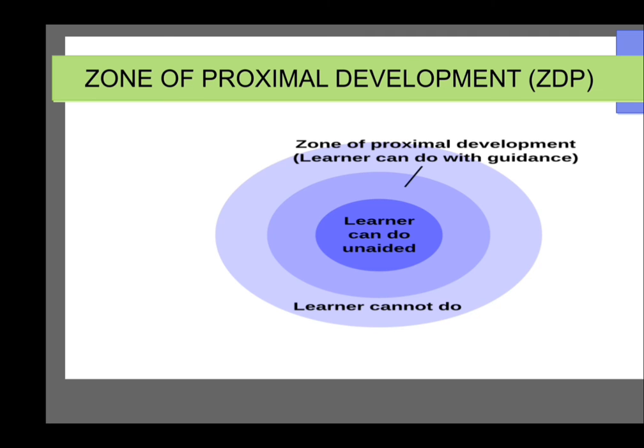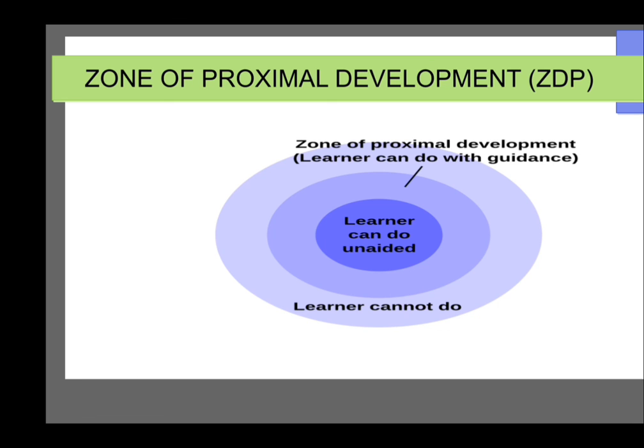So next we will see the diagram. We will try to understand with the diagram of zone of proximal development. Here we can see that in the center the learner can do it unaided, meaning the learner cannot take help from anyone, they will do it by themselves. Like for kids in LKG and UKG, if we ask them to write the alphabets from A to Z, they will write easily without help from their teacher or their friends.